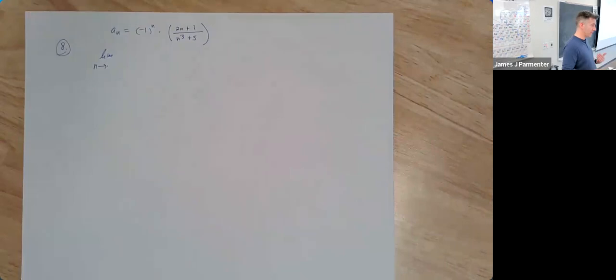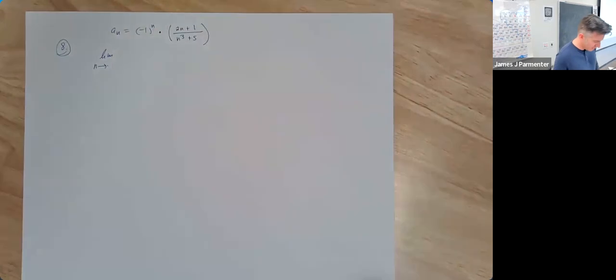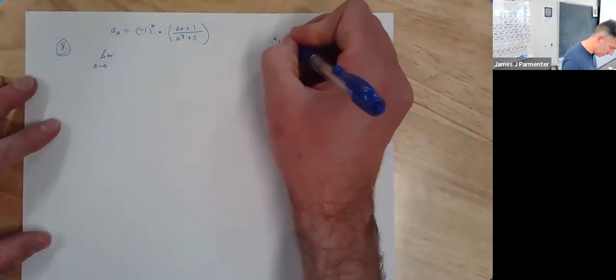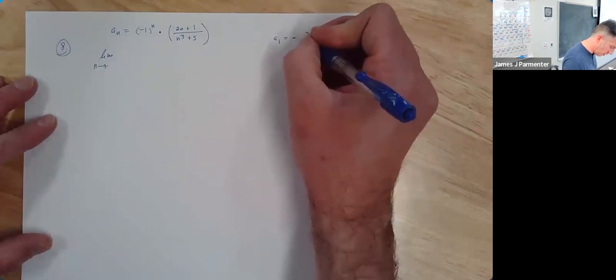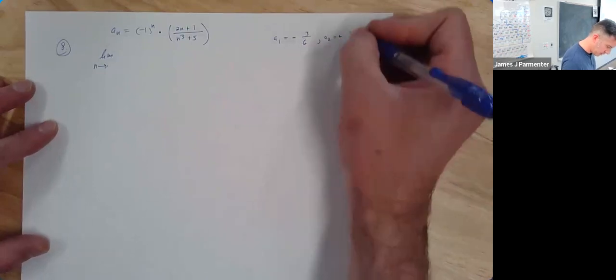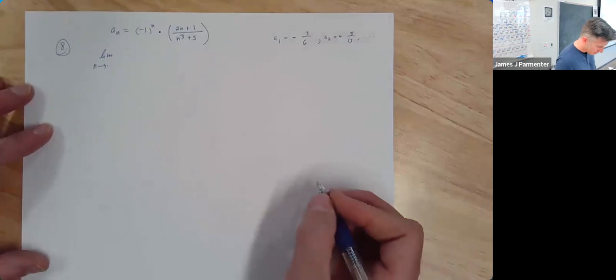Now, it is alternating, meaning it's bouncing back and forth between positive and negative. There's only one number that an alternating sequence can converge to. Yeah, it's a multiplication dot: negative 1 to the n times 2n plus 1 over n cubed plus 5. So I start writing out terms, and a1 is negative 3 over 1 plus 5. And a2 is positive 5 over 8 plus 5, and so on.